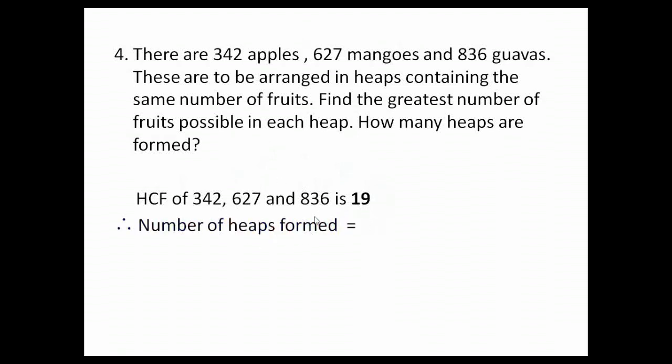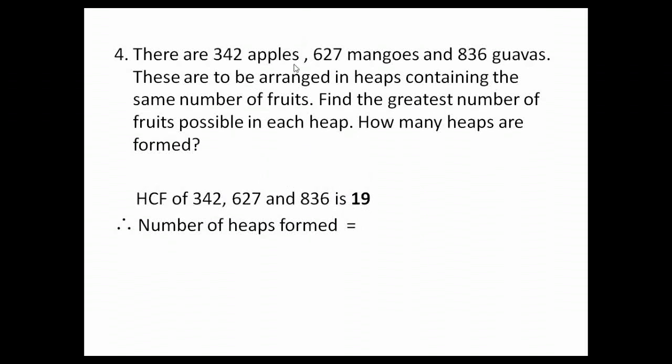Next, number of heaps formed. You have to find the number of heaps that is formed. Now number of heaps formed will be how much? If I am distributing each heap, okay, here find the greatest number of fruits possible in each heap. That was the greatest number of fruits that was possible in each heap, that is the HCF. So 19 fruits was possible in each heap.